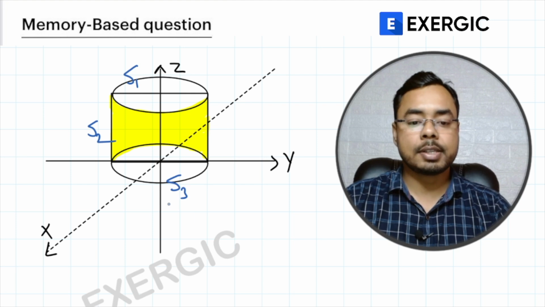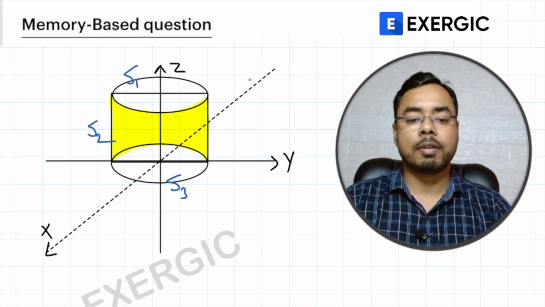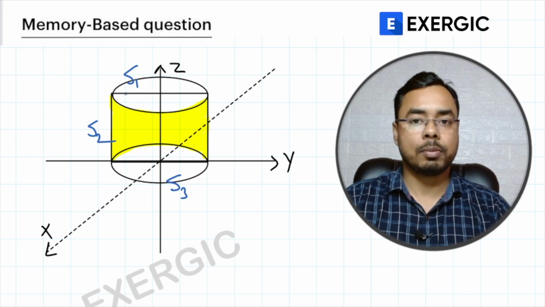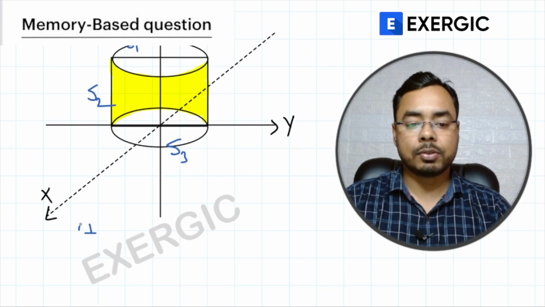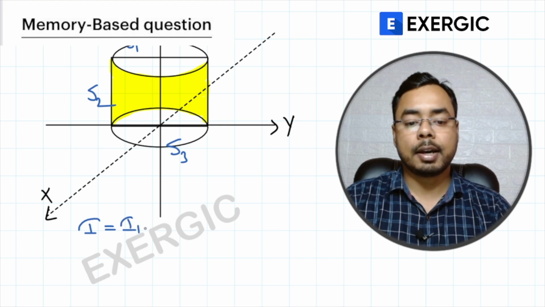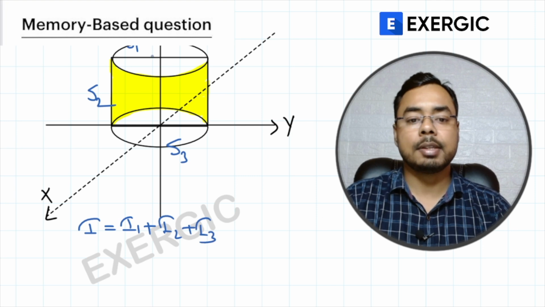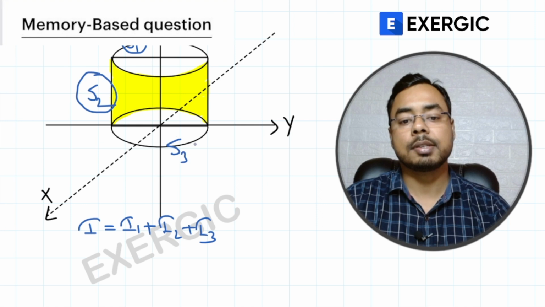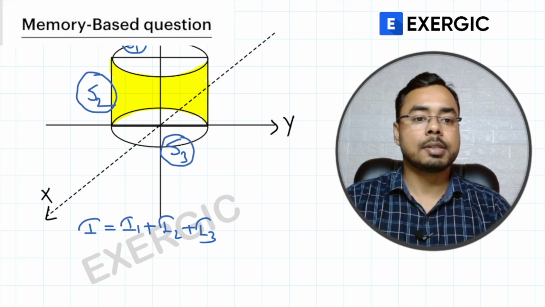Now, using the Gauss divergence theorem, you can find this volume integral of the divergence of F over this volume of the cylinder, right? And if that is I, using the Gauss divergence theorem, you can find that value. And then I will basically be I1 plus I2 plus I3, where I1 is the integral over this top surface, I2 is the integral over this curved surface of the cylinder, and I3 is the integral over this circular base of the cylinder.